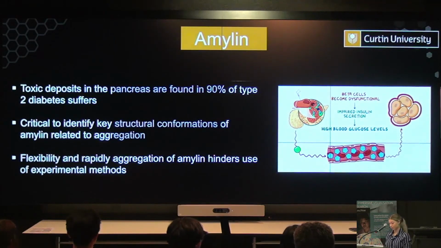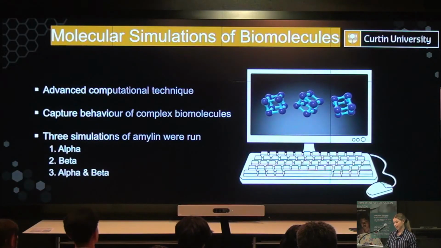To further implicate amylin's role in the development of type 2 diabetes, researchers found toxic deposits in the pancreas of 90% of the type 2 diabetic patients they autopsied. It is crucial for researchers to be able to investigate the structural arrangements of amylin that cause aggregation into these toxic proteins. Unfortunately, due to amylin's disordered nature and rapid aggregation, it is extremely challenging for researchers to use experimental methods to identify key structural conformations occurring within a single molecule of amylin. To overcome these challenges, molecular simulations can be used.